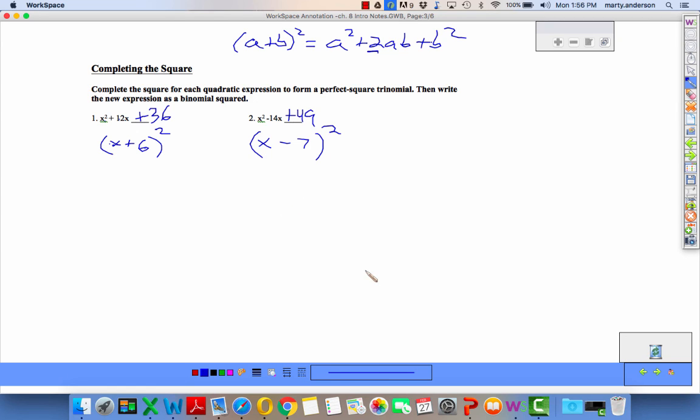Again, we've completed the square. We've made a trinomial square, and now we can factor it into a perfect square. Going to be very useful for what we're going to be doing. I think there's a few more of those. You should complete those after this video is done.